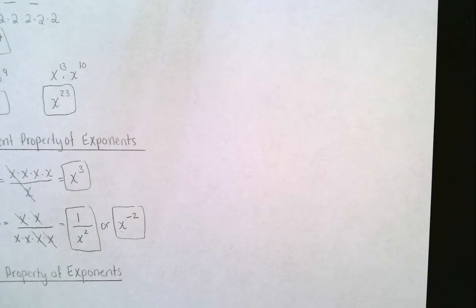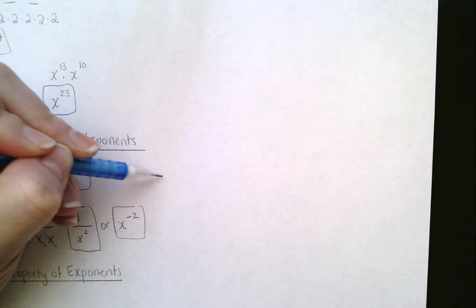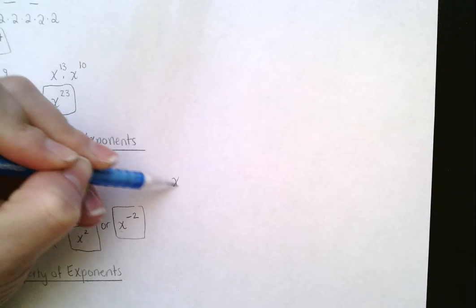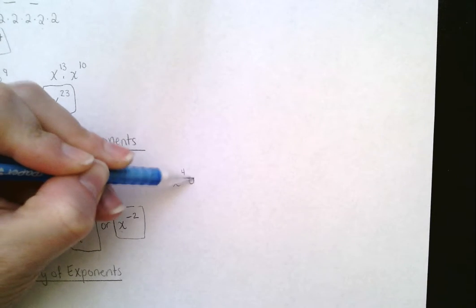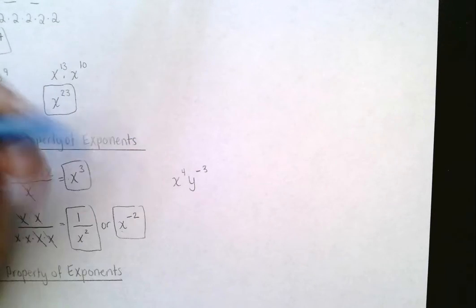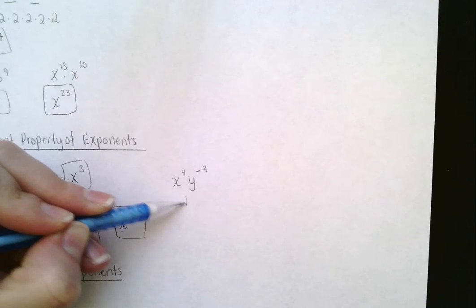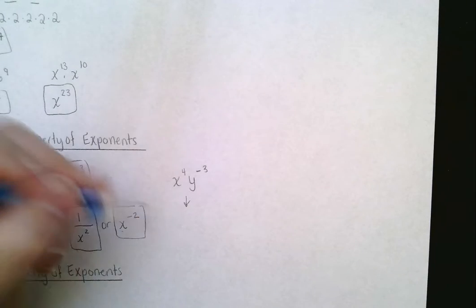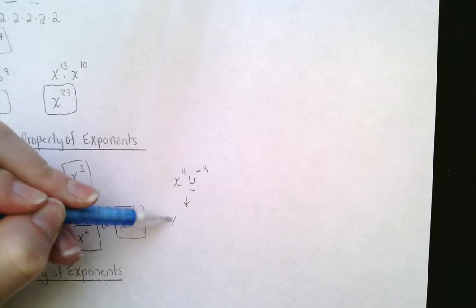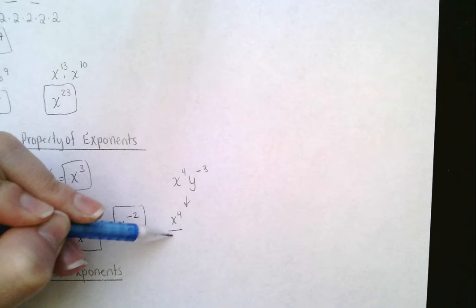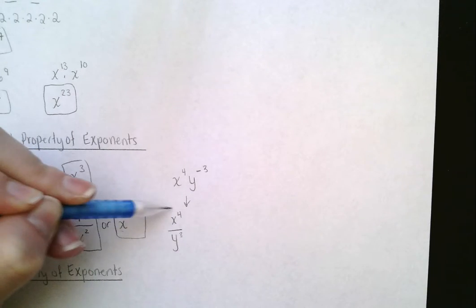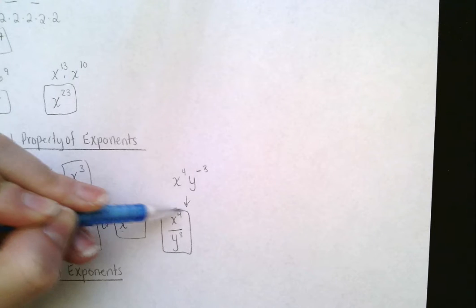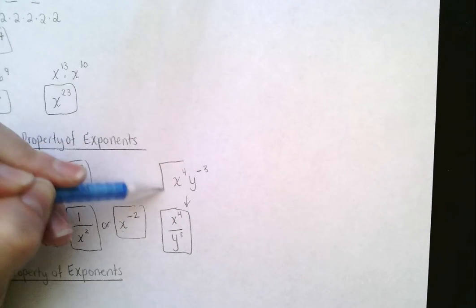Let's see one more example. If I have x to the 4th times y to the negative 3rd power, and I wanted to rewrite it with positive exponents, that y to the negative third power is just telling me put that on the bottom of your quotient, put it in the denominator. X to the fourth would go on top, and then y to the third would go on bottom, and it would be a positive exponent now. So this expression is equivalent to this expression.